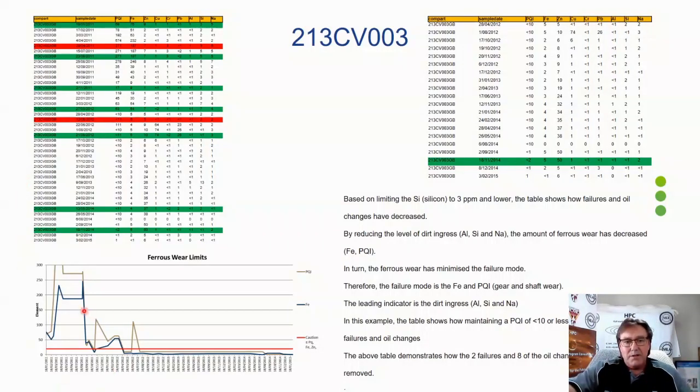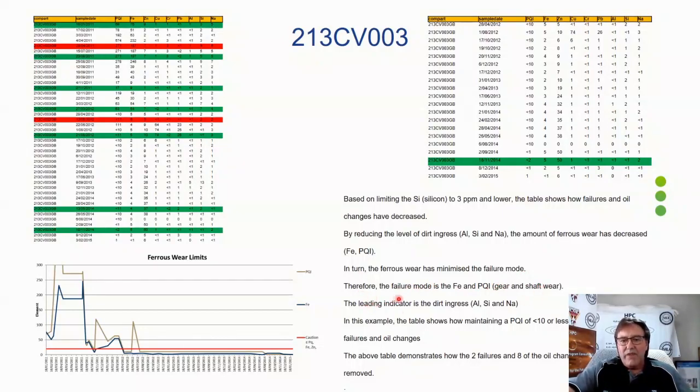gearbox replacements. Right? So if we look at the table or the graph down the bottom, okay, we've got iron and we've got PQI, quite substantial, right? So we looked at then being able to lower, right, those limits down, and set an alarm limit, right? So by maintaining our dirt signature, again below 3 ppm, like our aluminium, our silicon and our sodium, below 3 ppm, we lost our ferrous wear, right? This in turn minimized the failure mode.